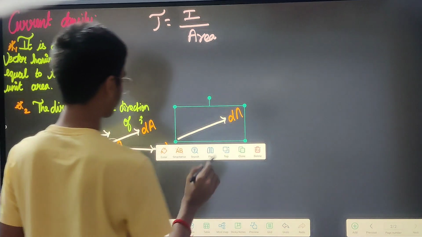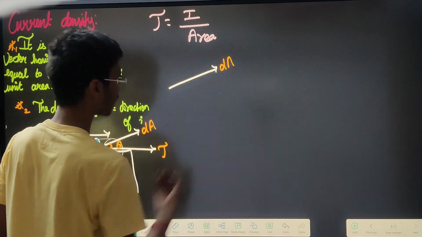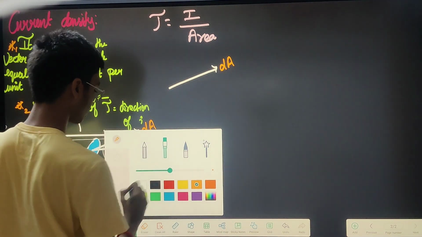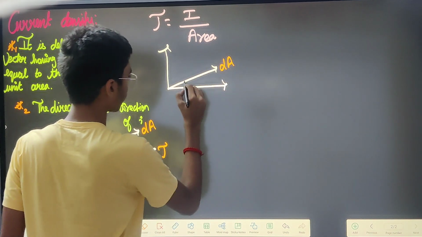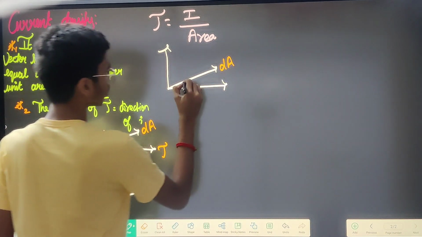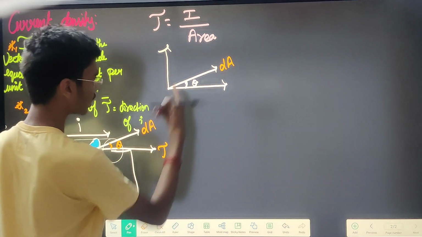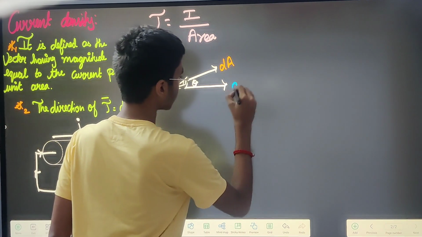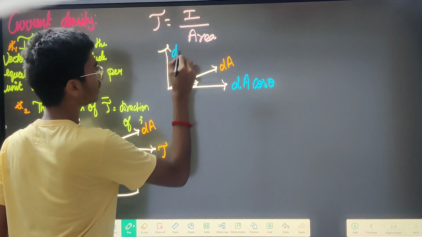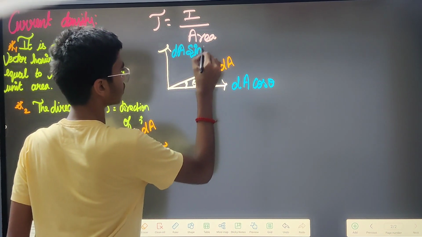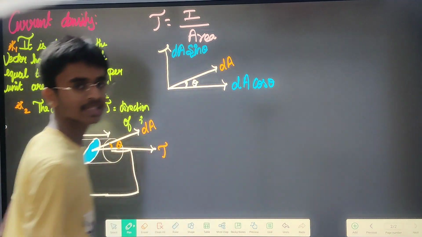Now what we are going to do is take this area vector. Since this is a vector quantity, we can resolve it. How can you resolve it? In terms of the x-axis and then in terms of the y-axis, right? Here I'm going to take this as theta. So this is going to be dA cos theta, and this one is dA sine theta.